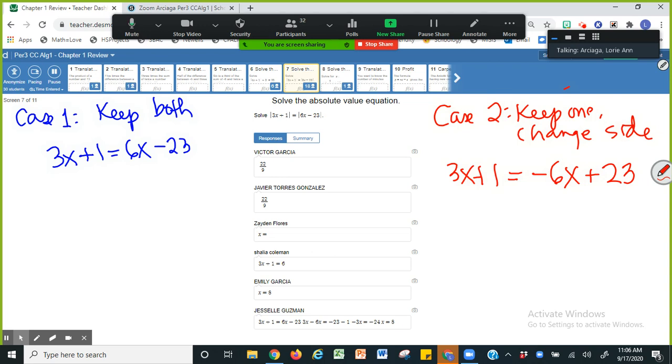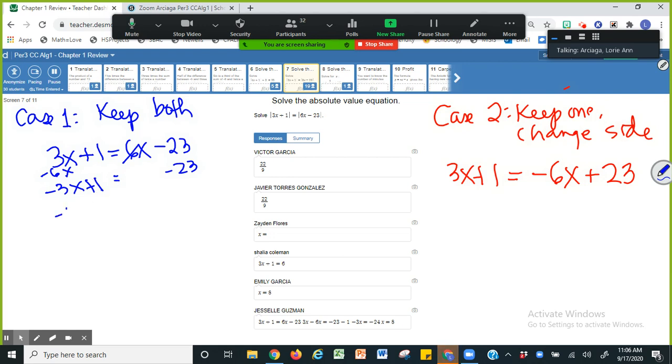Giselle got one answer to be positive 8. So let's see how we can work on that. Giselle subtracted 6x, and she got 1 minus 3x. So negative 3x plus 1, right? Because this is positive, is equal to negative 23. Because when you subtract 6x right there, that's negative, but the 1 doesn't change its sign.